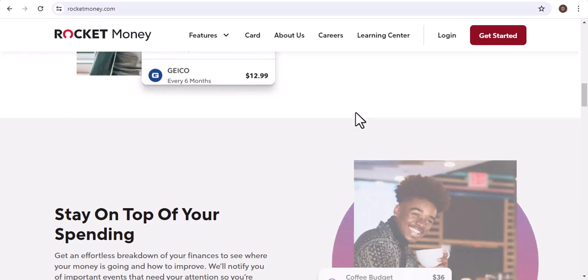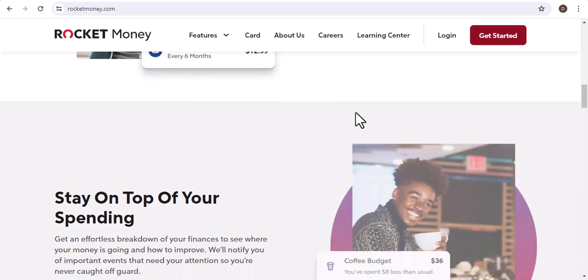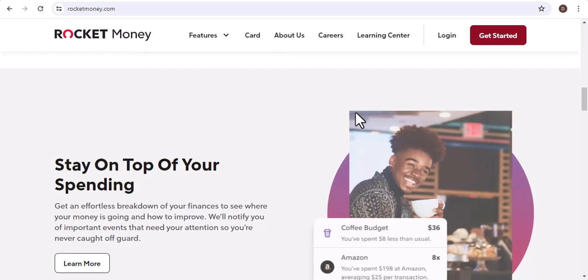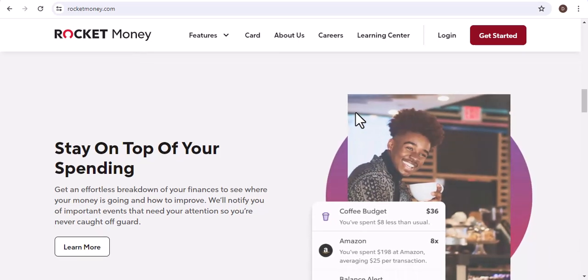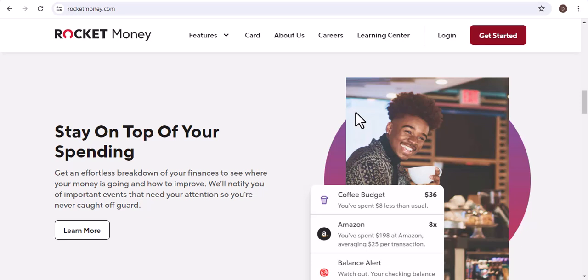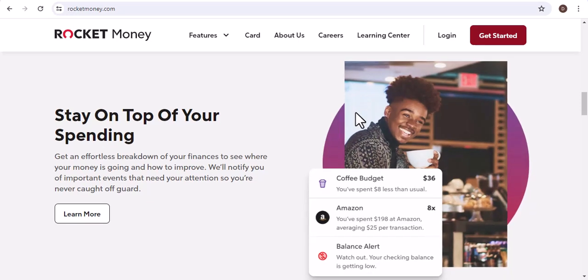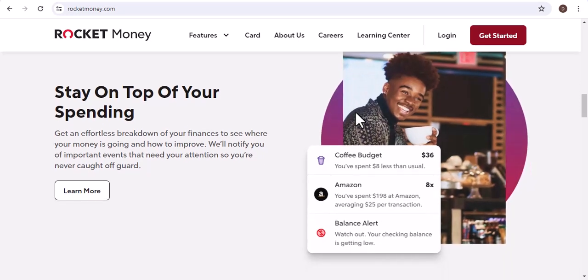Contacting Rocket Money customer support. Once you understand your contract, the next step is to contact Rocket Money customer support. They can provide you with specific instructions on how to cancel your service. You may be able to cancel online, over the phone, or in writing.